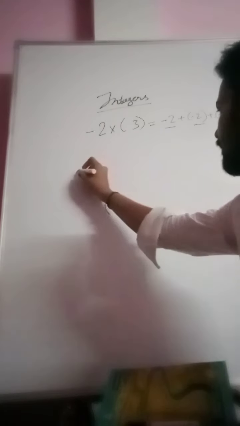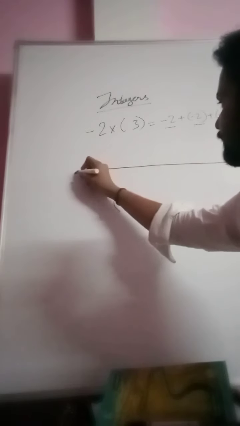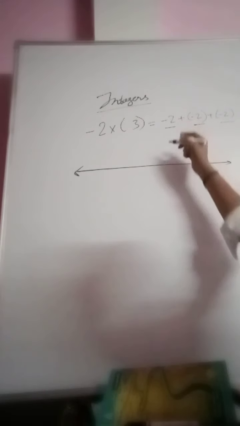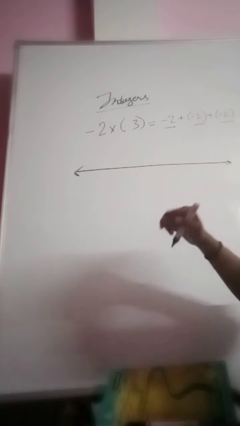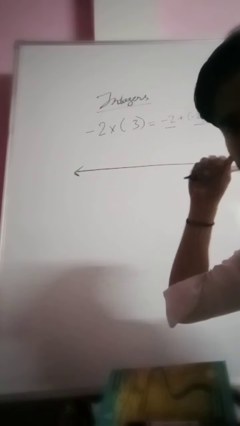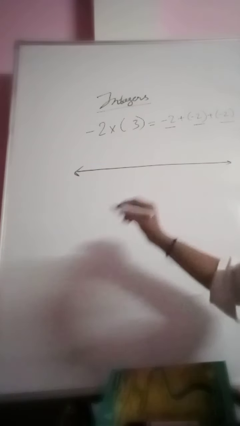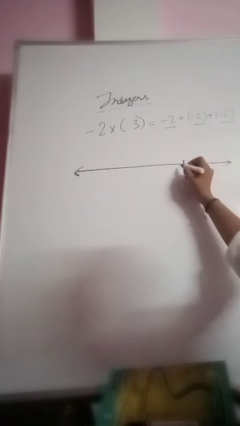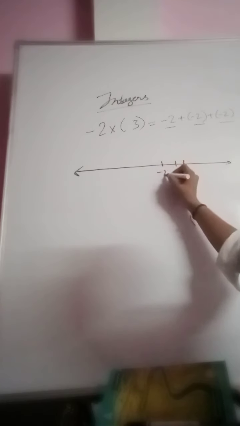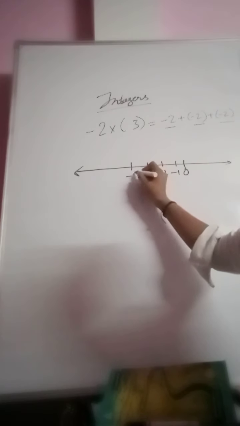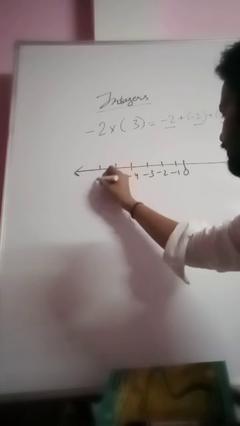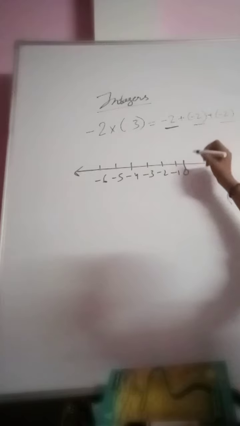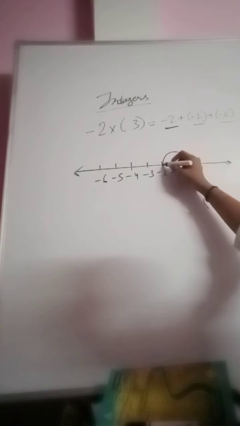I'll draw a number line for you. Now I have to add. Adding a negative number means you have to go in the left direction. Adding a positive number, move to the right. Adding a negative number, move to the left. So let's say this is 0. Then I have minus 1, minus 2, minus 3, minus 4, minus 5, minus 6. So now I have to add minus 2. From 0 you start and go to minus 2.